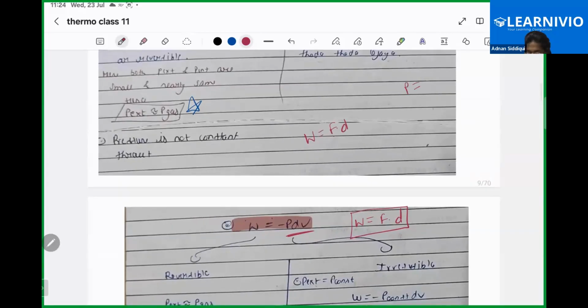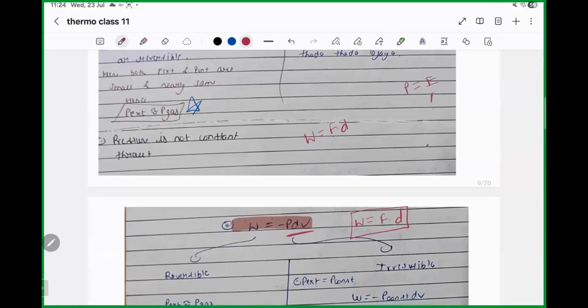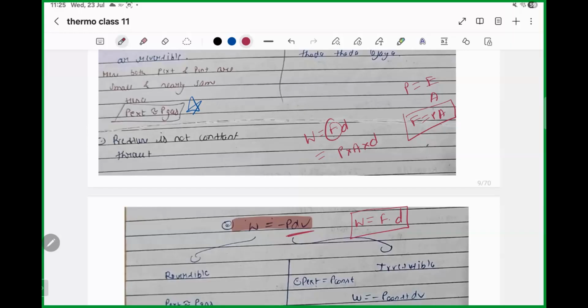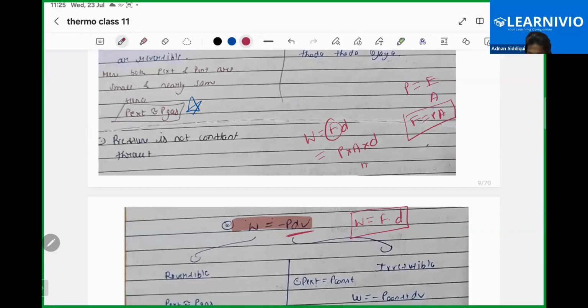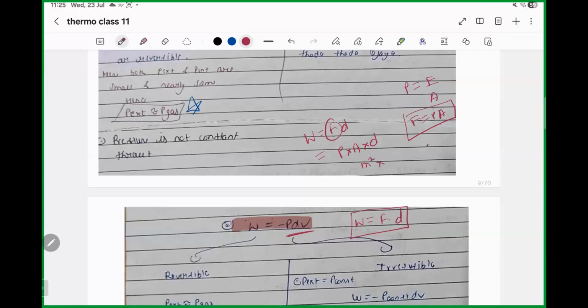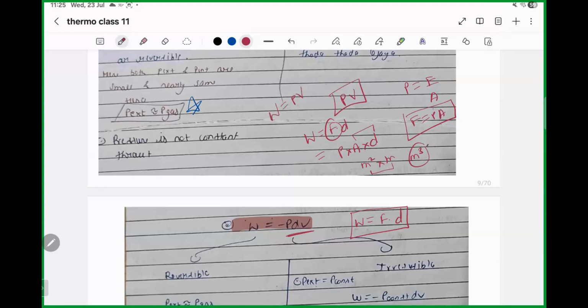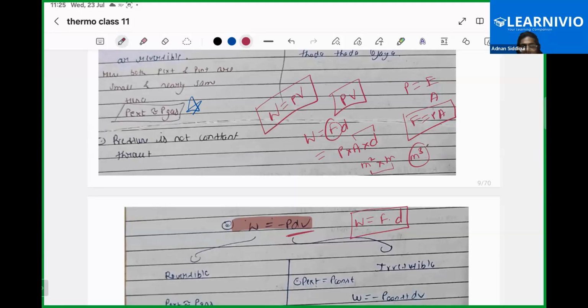What is pressure? Pressure is nothing but force per unit area. So can I write force is equal to pressure into area? Can I replace force by pressure into area into displacement? What is the SI unit of area? Meter square. What is the SI unit of displacement? Meter. If you combine these two, you are going to get meter cube, and meter cube is the SI unit for volume. So if you multiply area by displacement, you will get volume. So you can write work done as pressure into volume. It is just derived from your force into displacement.